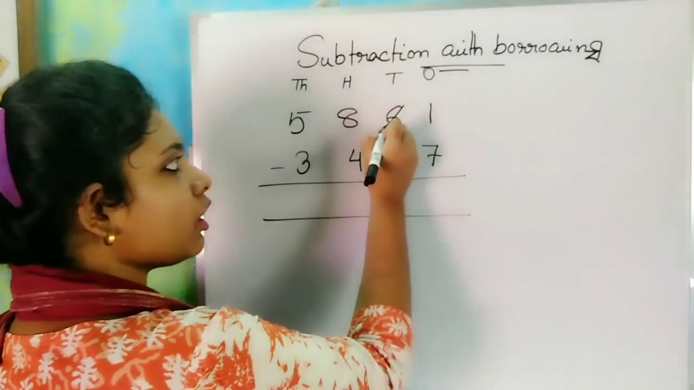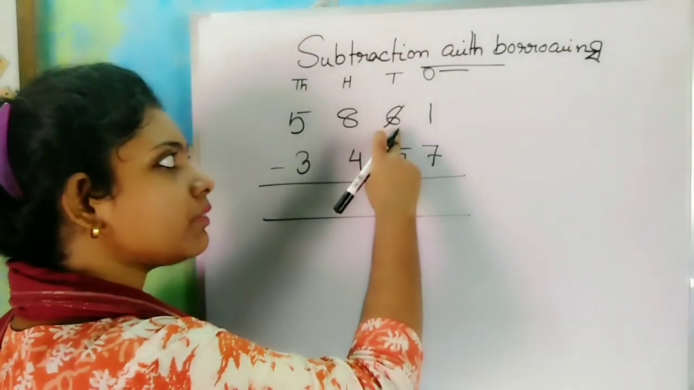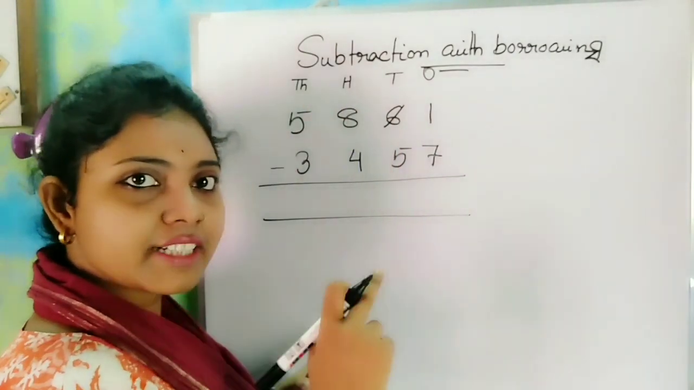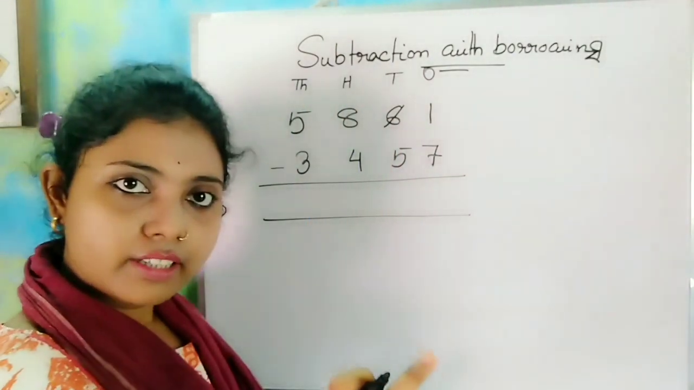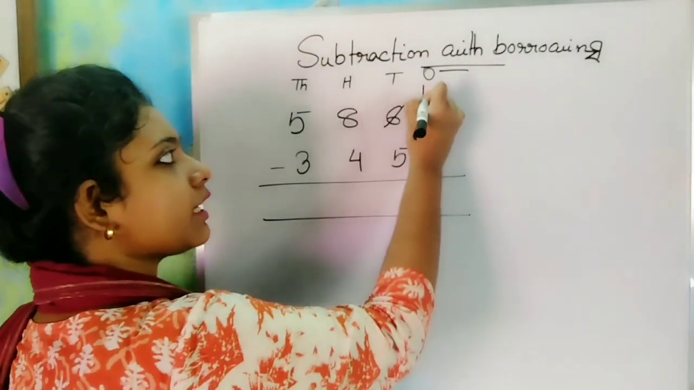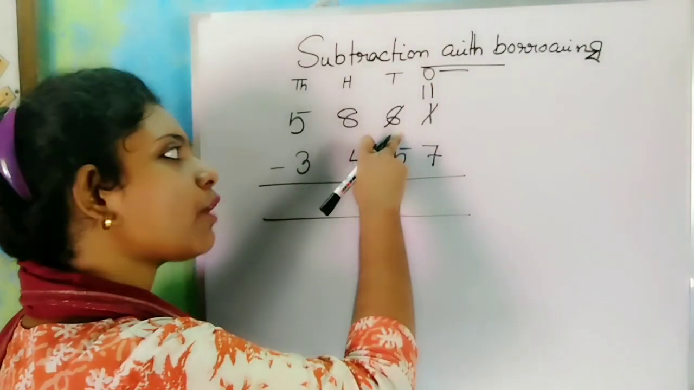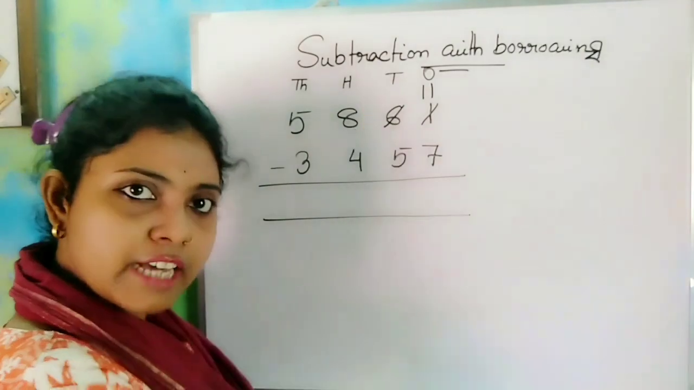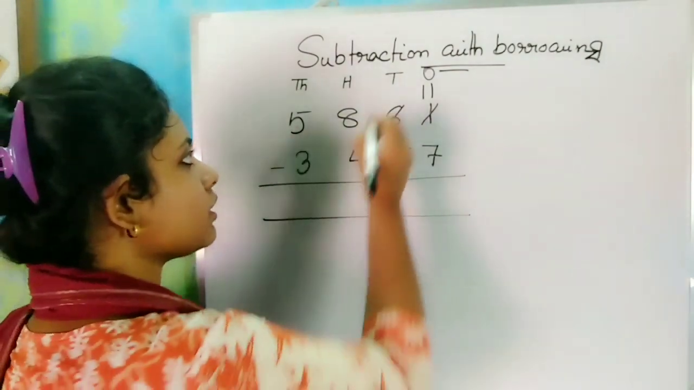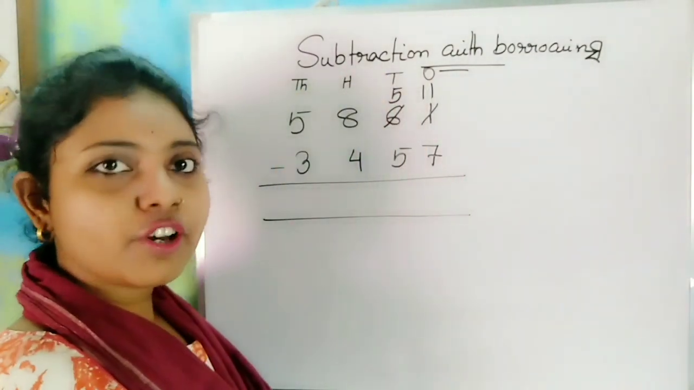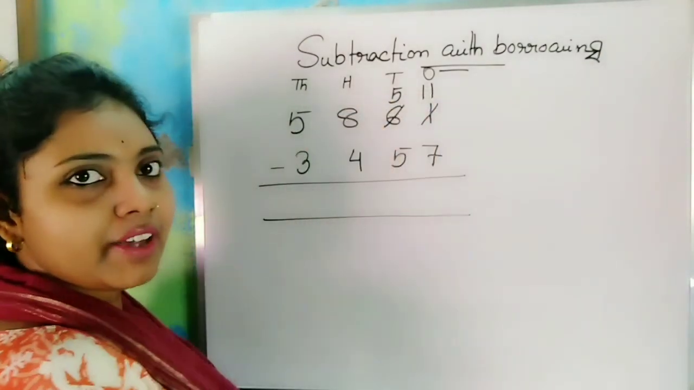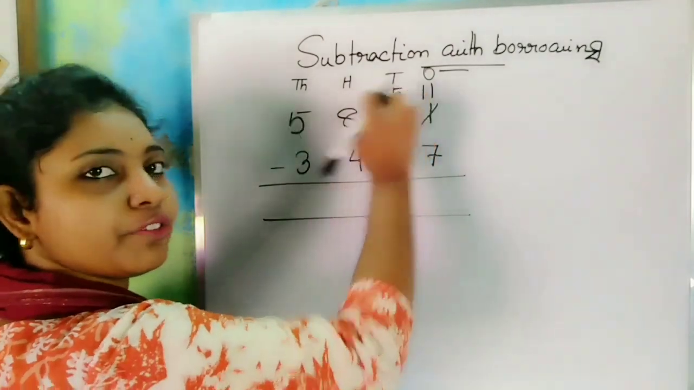We have to borrow 1 ten from these 6 tens. 1 ten means 10, so we write 10 plus 1 here, which means 11. And I have borrowed 1 ten from these 6 tens, so 6 minus 1, that is, the number before 6. What is the number before 6? It is 5. So we write 5 here. Now we have to subtract 7 from 11 and then 5 from this 5.